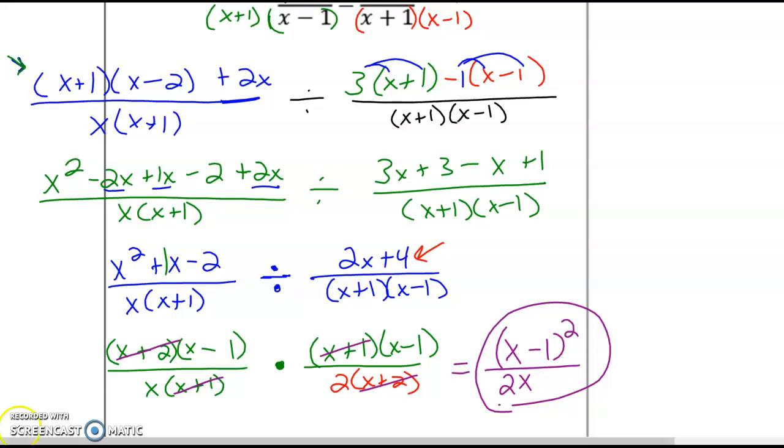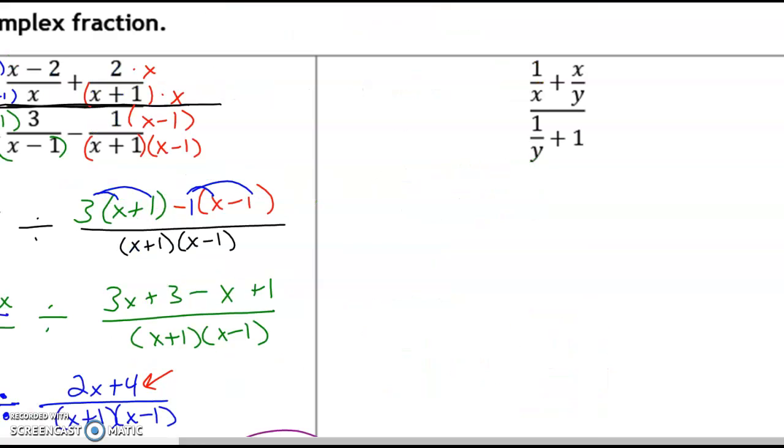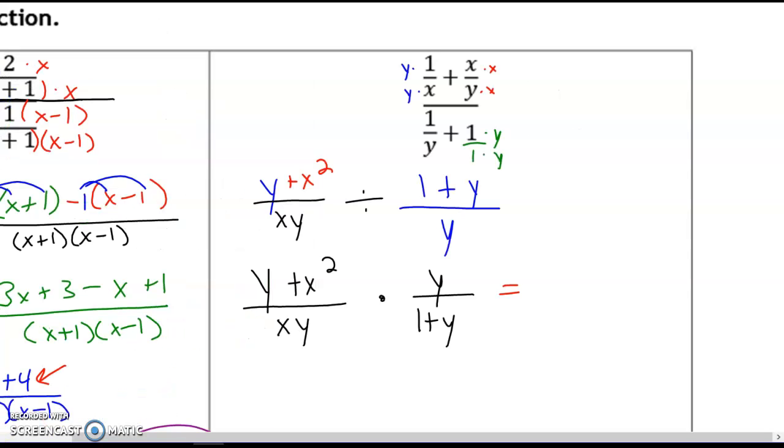Okay. All right, go ahead and pause your video and try this last example. Then you can unpause it to check. So if we look at this one, we see that not much simplifies out. That's fine. That happens sometimes. So the only thing that you can simplify out, remember you're multiplying, that's why we can do this, is those y's. So then you're left with like a 1 up there. So multiply straight across. So x squared plus y all over x times 1 plus y.